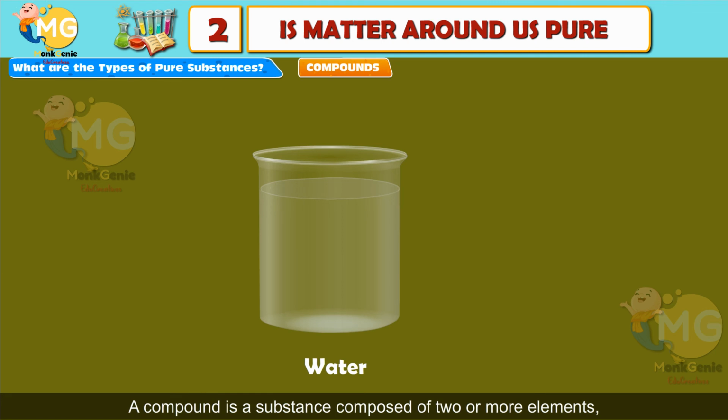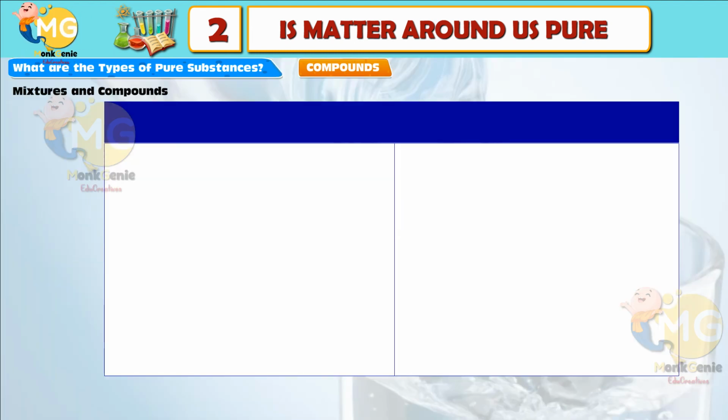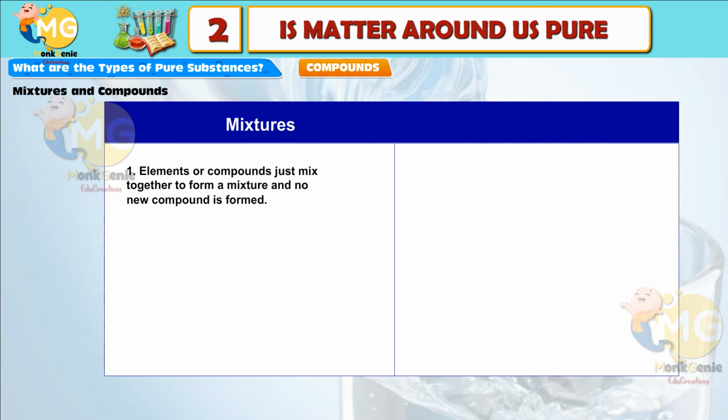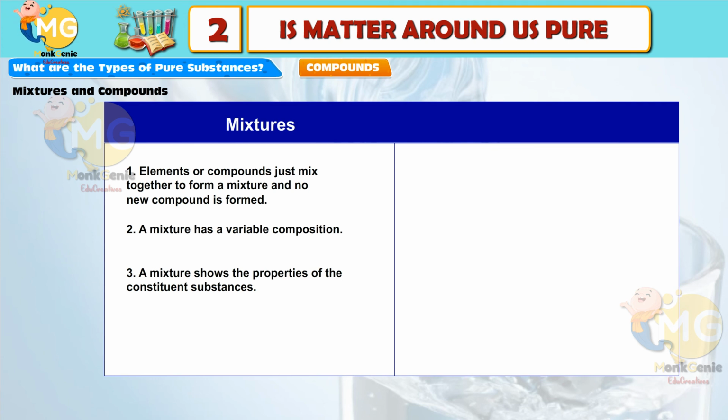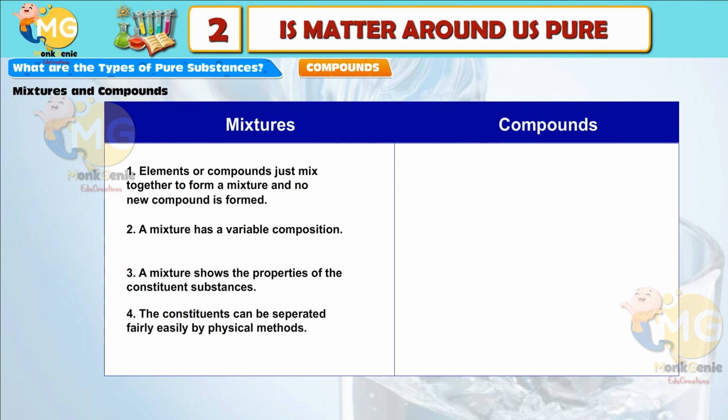Compounds. A compound is a substance composed of two or more elements, chemically combined with one another in a fixed proportion. Mixtures and compounds. Mixtures. 1. Elements or compounds just mix together to form a mixture and no new compound is formed. 2. A mixture has a variable composition. 3. A mixture shows the properties of the constituent substances. 4. The constituents can be separated fairly easily by physical methods.